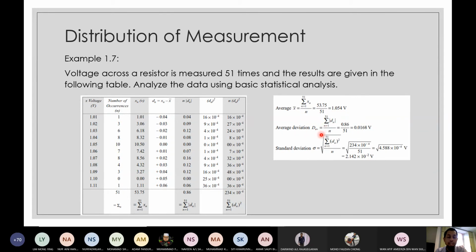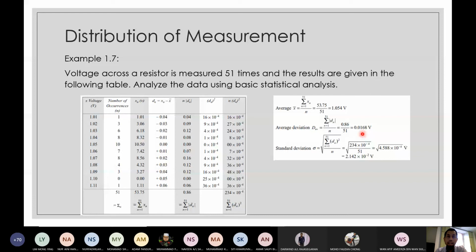And then we can also determine the average deviation. For the average deviation, we find the individual deviation for each value, and then we determine the absolute value together with the number of measurements. For example, here the reading is negative 0.03. There are 3 readings, so 3 multiplied by 0.03, you get 0.09, and you convert into absolute values to get positive. So you get all positive values and you add them together to get 0.86. And then you divide by the number of readings to get the average deviation, 0.0168.